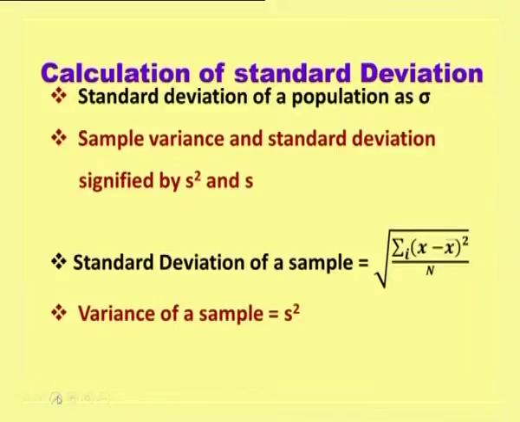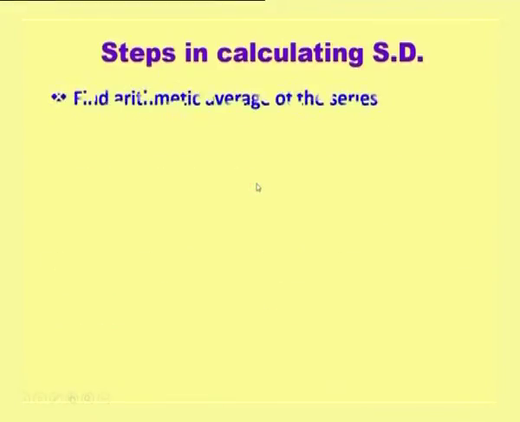There is not much difference between the standard deviation and variance. Both mean the same thing, but one is the square and the other is the square root. And therefore, by using this formula, we can find out the standard deviation.